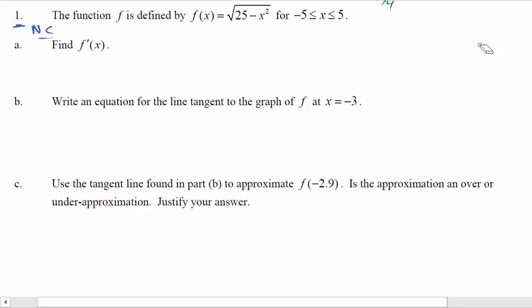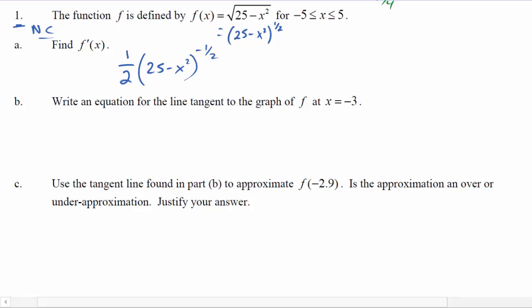So, first thing says find f prime of x. So looking for the derivative. Since we're looking for the derivative of the square root of 25 minus x squared, I'm definitely going to rewrite this as 25 minus x squared to the 1/2 power. Using chain rule and power rule, 1/2 times 25 minus x squared, and then subtract 1, so you get negative 1/2.